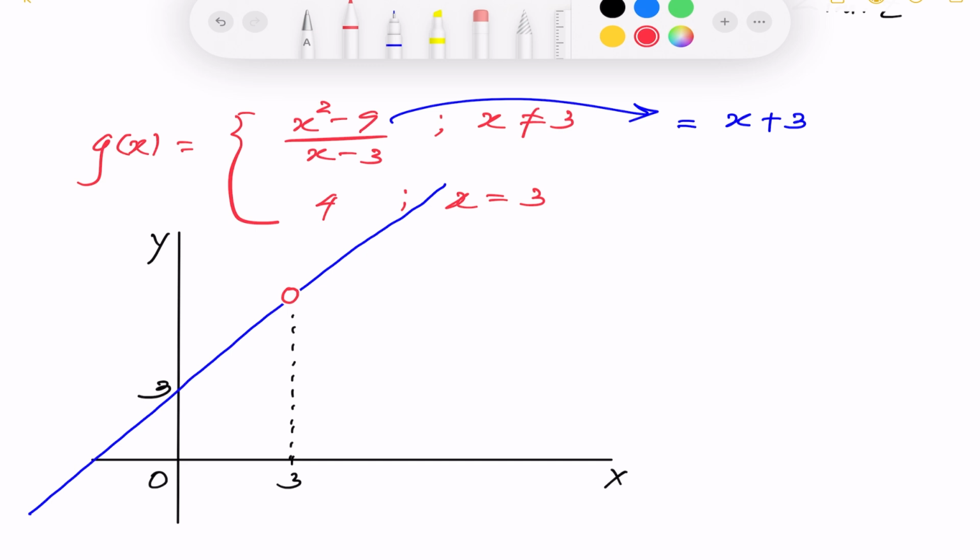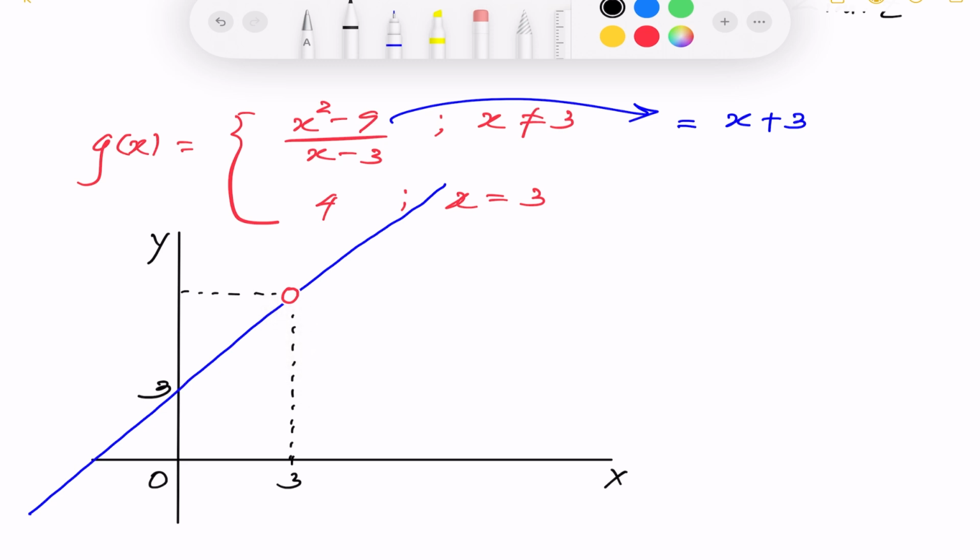Okay, now I need to show this other point. When x is equal to 3, the y value is equal to 4. But before that, I would like to see the approximate y value right here. What should be that y value?